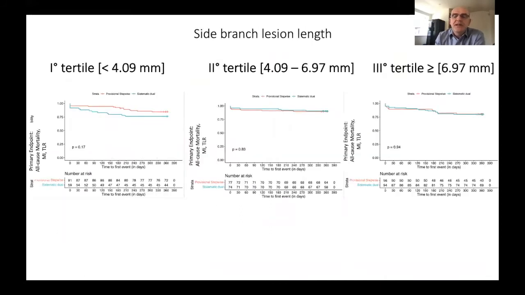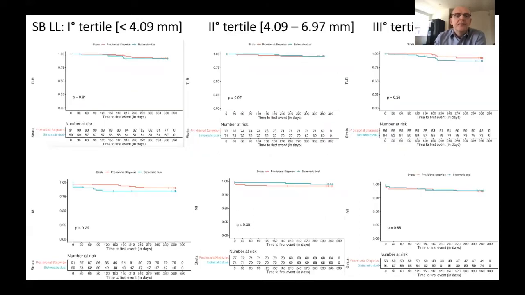And here we've done a tertile analysis of the lesion length. In those very short lesions, in the left-hand panel, you could perhaps argue that there is a trend towards favoring the provisional stepwise approach. And here are those tertiles again, first tertile, second tertile, third tertile, looking at the outcomes. Once again, the more complex two-stent approach really showing no benefit in these analyses.